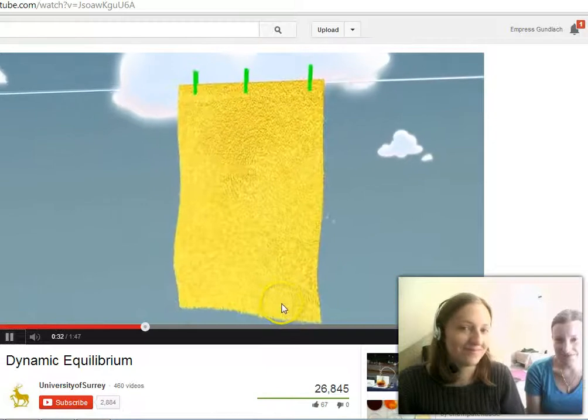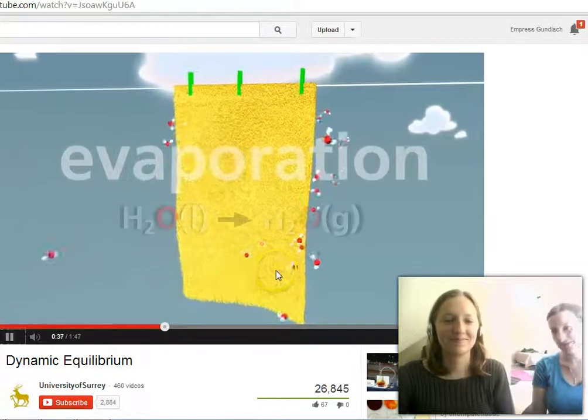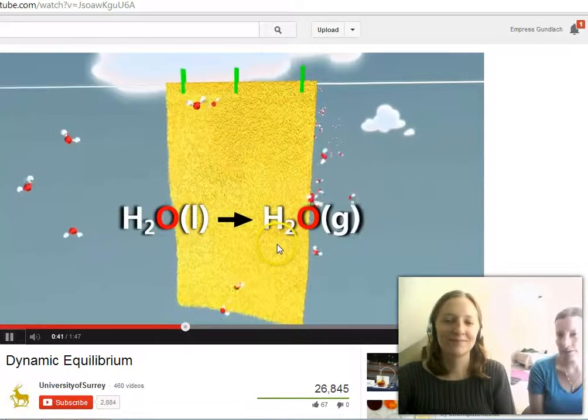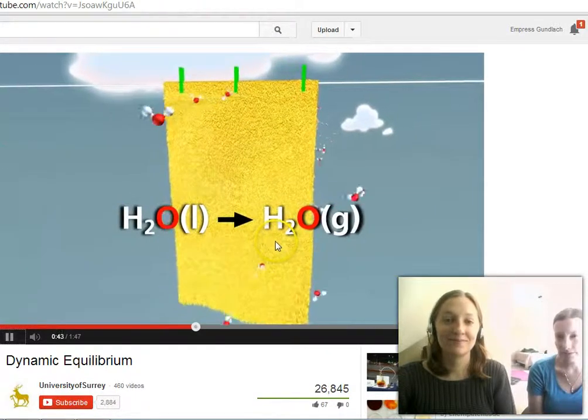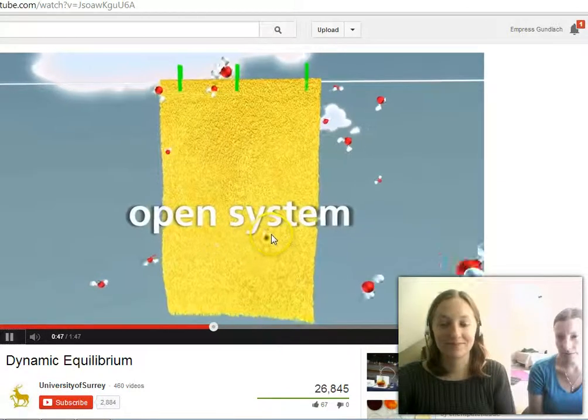Consider a wet towel hung out on a line. High-energy water molecules can evaporate and are removed in the breeze. This continues until the towel is dry and can be represented by a simple chemical equation. This is an open system.